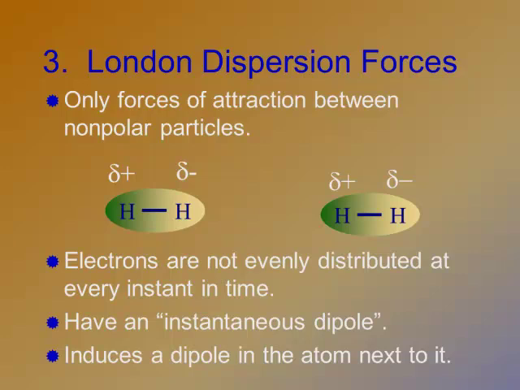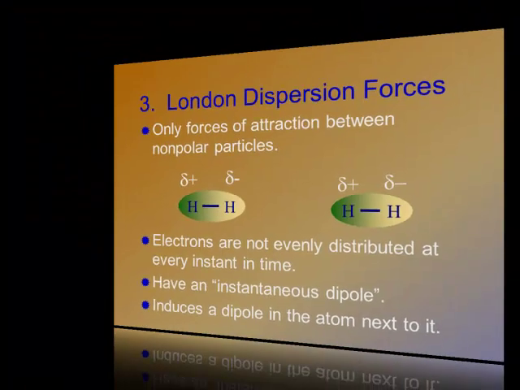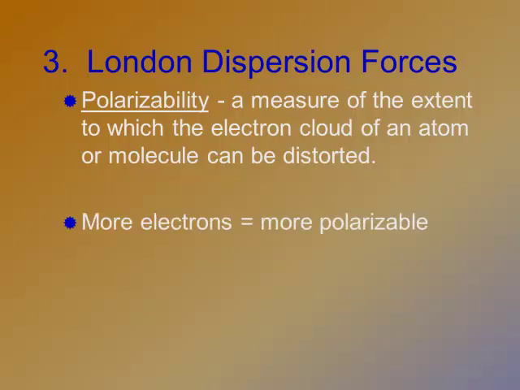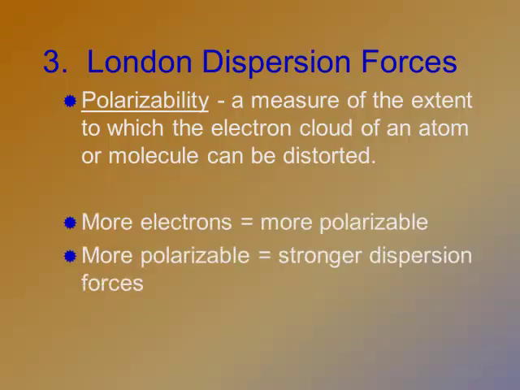It makes sense that the more electrons in a particle, the more likely they'll get bunched up. This concept is called polarizability. More electrons means more polarizable. More polarizable means a stronger attraction between the particles.